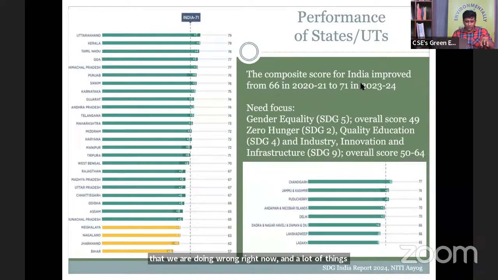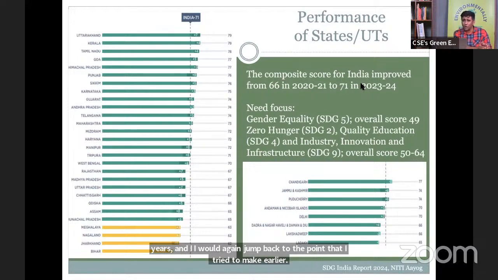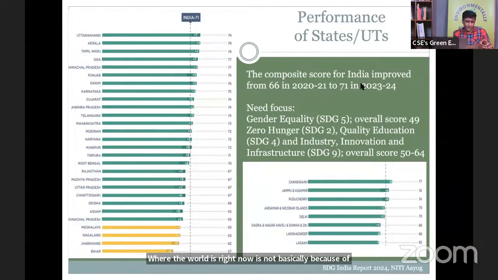And I would again jump back to the point that I tried to make earlier. Where the world is right now is not basically because of what we did in the past 15, 20 years. It is because of the way the world developed in the past 150 years. So it is basically the onus, and this is where the politics comes handy. I remember Trishant had also talked about it in the first live session of the series. The developed countries have to take the responsibility for their historical wrongdoings.